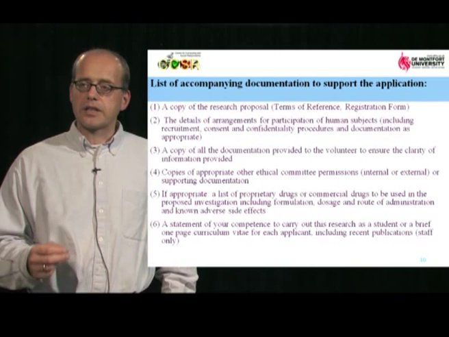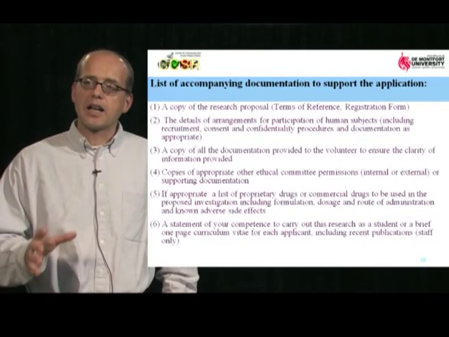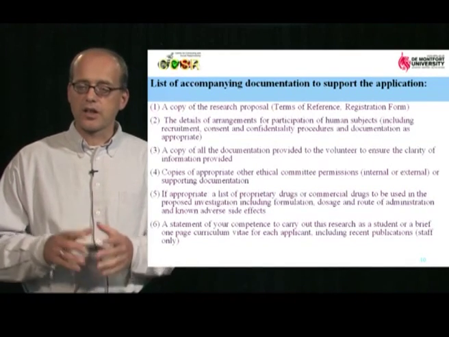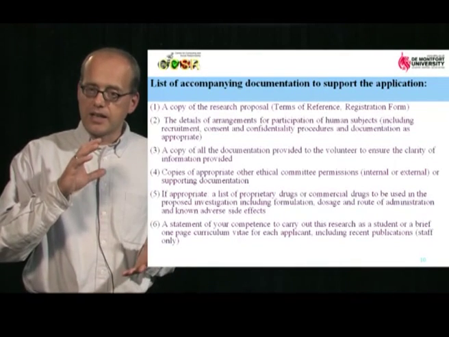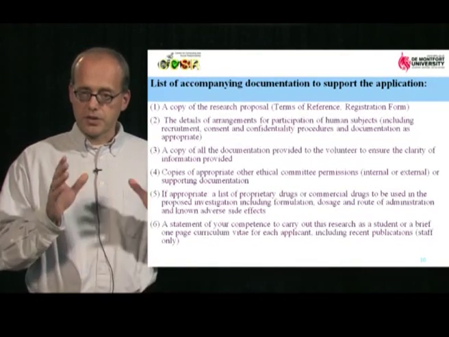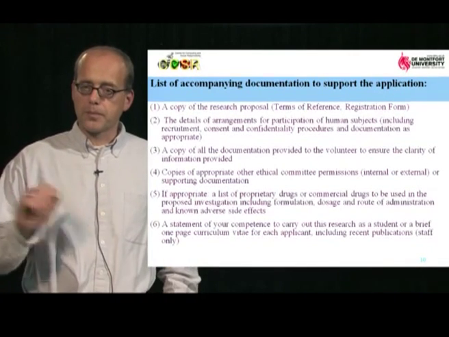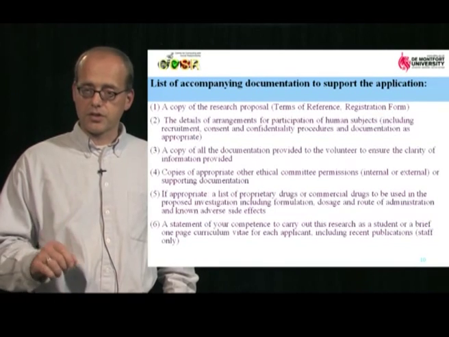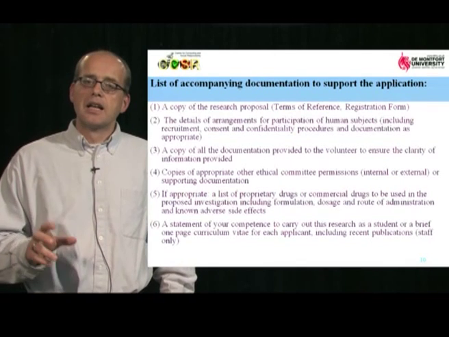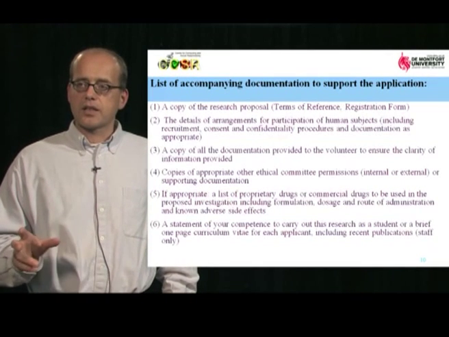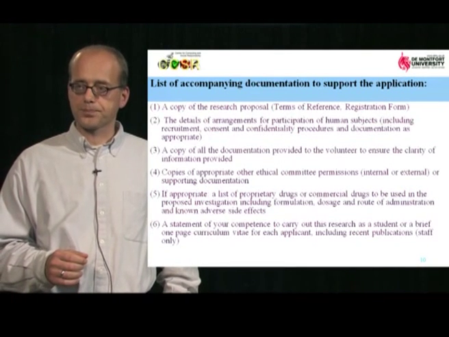Secondly, you have to give detail on all the arrangements for participation of human subjects and how you're going to collect consent and how you're going to ensure confidentiality. In most cases, this will be a participant information sheet, a piece of paper where you explain what the research is about, as well as a consent form where the participants can sign that they've understood what the project is about and that they're happy for it to go ahead. If there is anything else you provide in terms of information to the participants, that also needs to be submitted with the ethics review form.